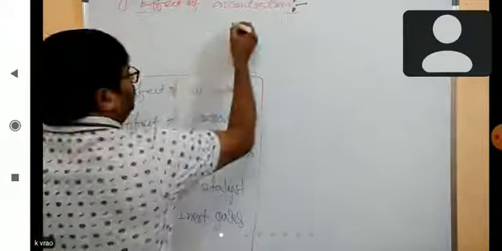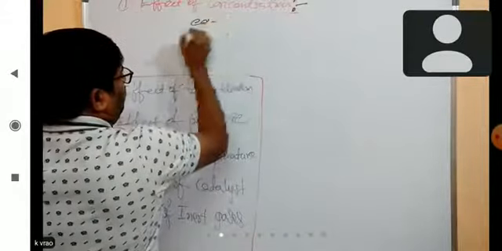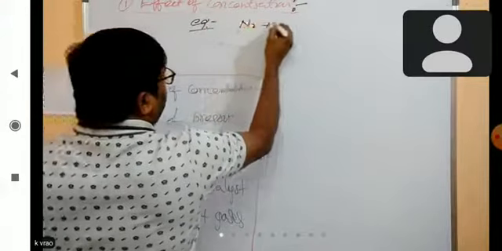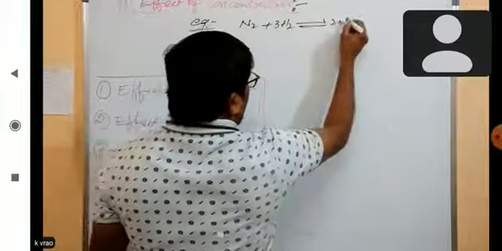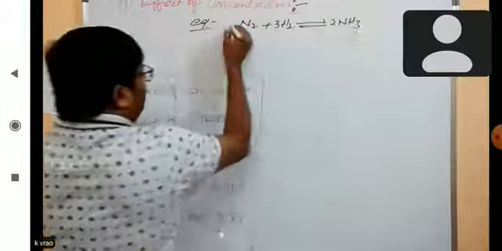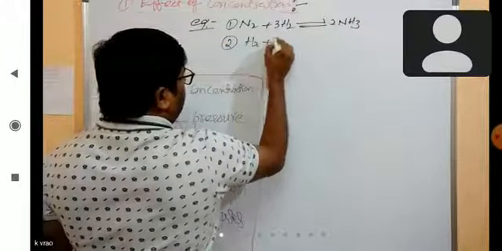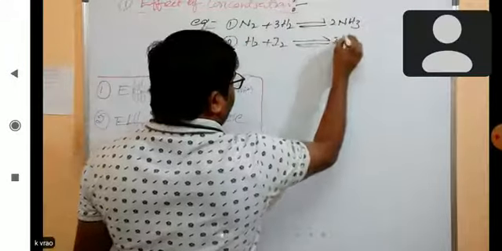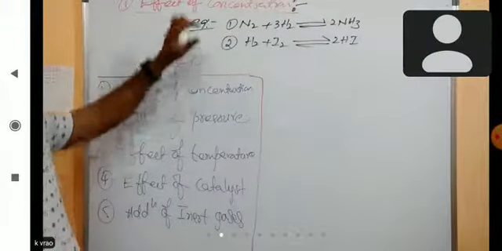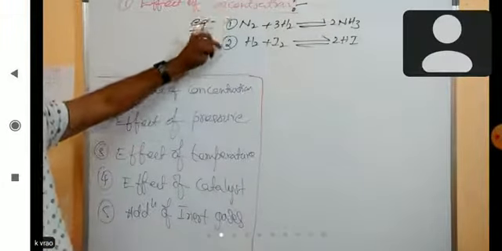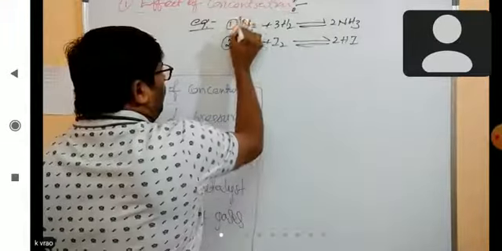Effect of concentration. So let us take examples of equations. Example one: N2 plus 3H2 gives 2NH3. Example two: H2 plus I2 gives 2HI. Now, reaction 1 and reaction 2 are already at equilibrium.